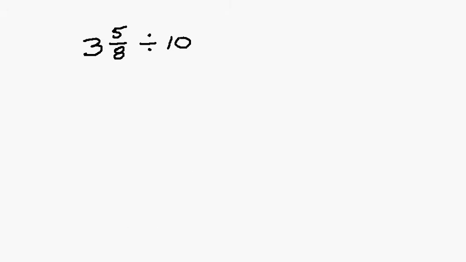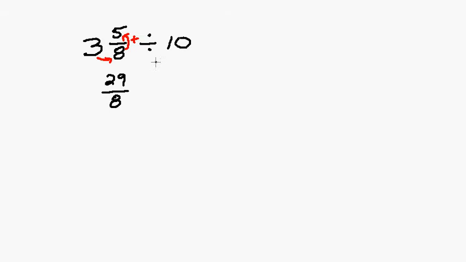Alright, let's take a look at this problem, 3 5/8 divided by 10. So the first thing we need to do is change this 3 5/8 into an improper fraction. So we're going to take 3 times 8 and plus 5, so it's 24 plus 5 is 29. So that gives us 29 over 8.